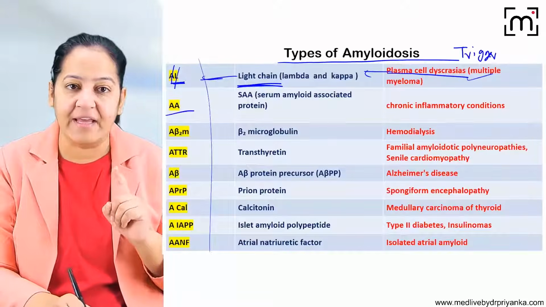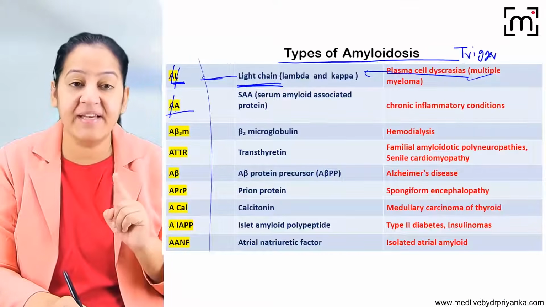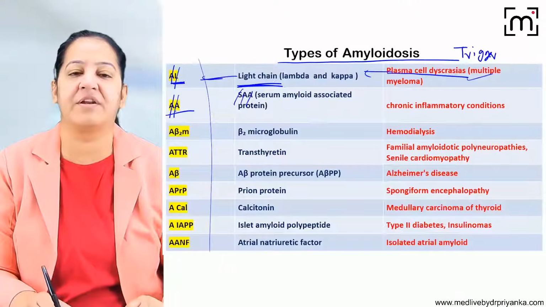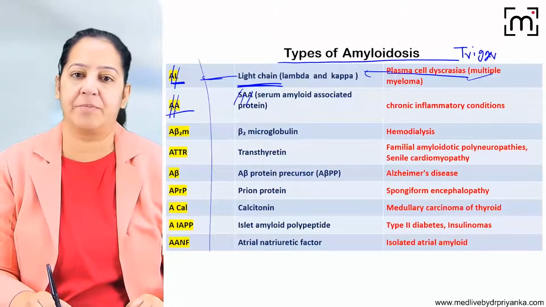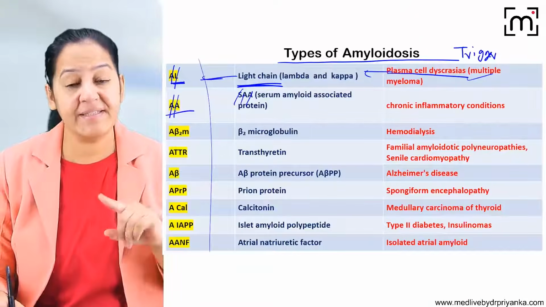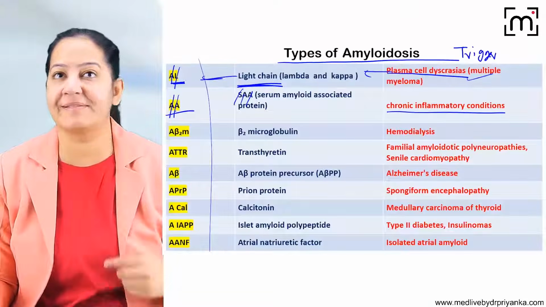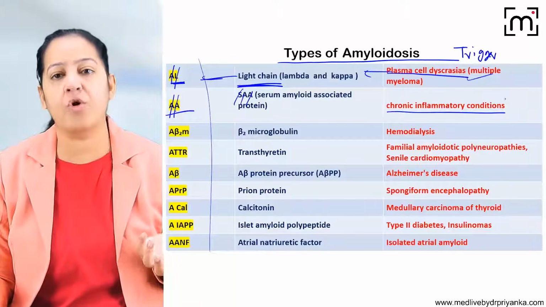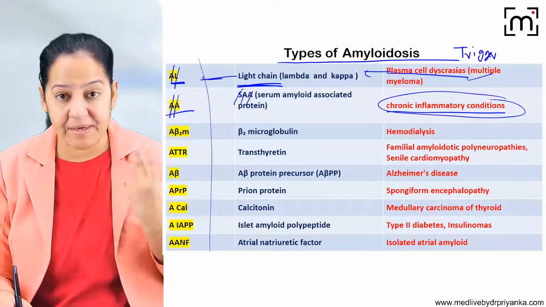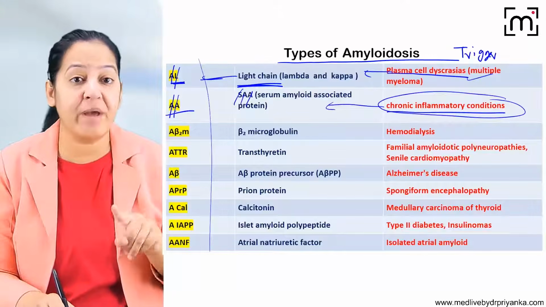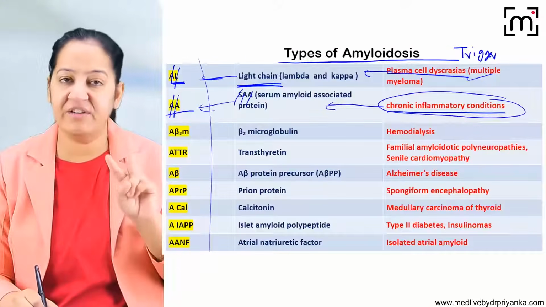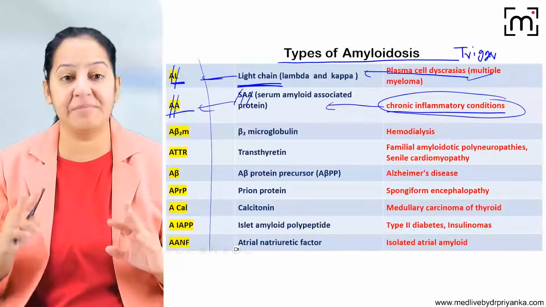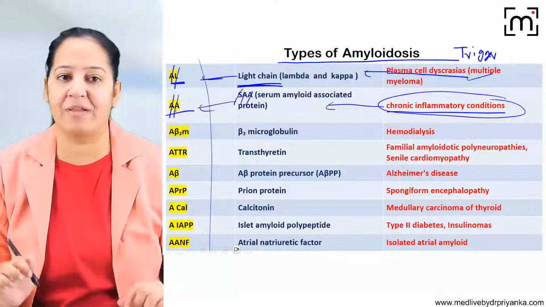The second is AA. The first A is amyloid. The second A is associated protein. It is made up of serum amyloid associated protein. It is secreted by the liver. It is seen in chronic inflammatory conditions like TB, bronchiectasis, rheumatoid arthritis, anything. So in any chronic inflammatory disease, the person can have amyloid in future. Which type of amyloid? AA. I will give the details of these two later. Let me first tell you the various types, then I will give you the pathogenesis of the first two in detail.